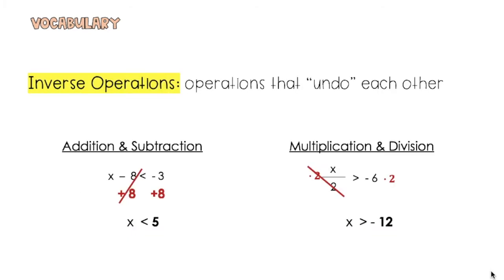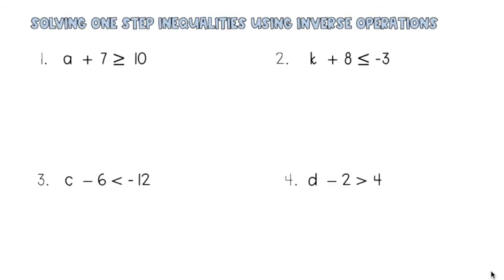The way that we solve one-step inequalities is by using inverse operations, or operations that undo each other. For example, addition and subtraction, and multiplication and division. Let's take a look at some examples.